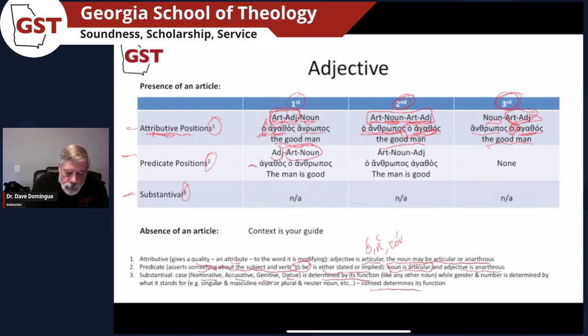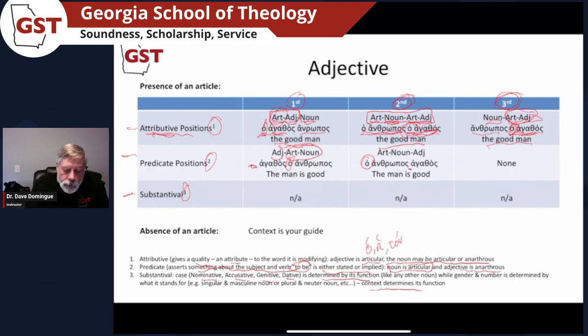There's an article. There's the article with the adjective. It's functioning attributively. No article right here for the adjective. It's functioning predicatively, but there is an article for the noun. That's the other key. So if you have both of those, right? Article for the noun, no article for the adjective, it's probably not functioning attributively.